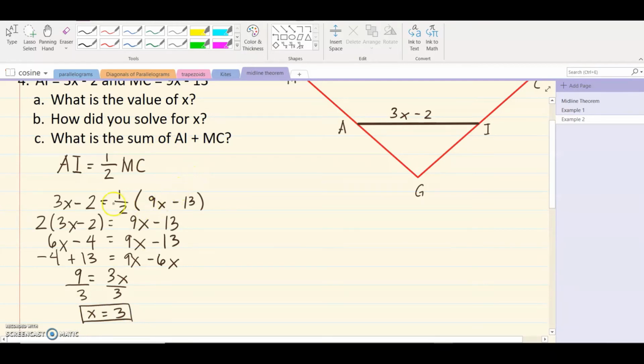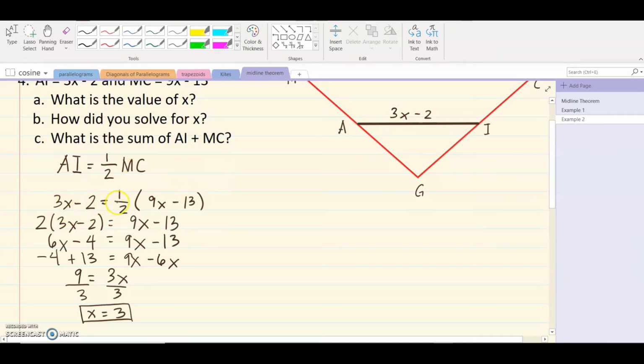How did we solve for x? So using the formula, we know that the length of the midline is 1/2 the length of the third side parallel to the midline. Then what is the sum of AI plus MC?